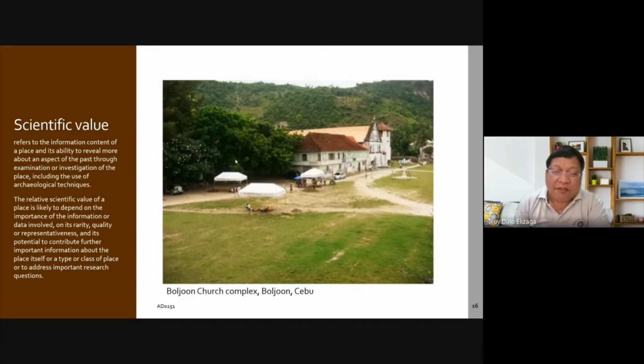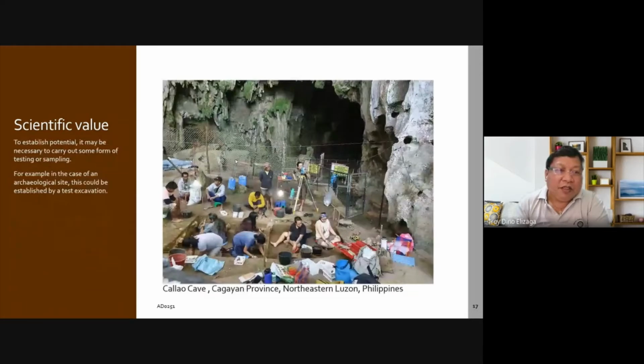a big discovery. To establish potential, it may be necessary to carry out some form of testing or sampling. For example, in the case of an archaeological site, this could be established by test excavation. Although the one I'm presenting here, which is in Callao Cave, is no longer a test. I think this is a full-blown archaeological excavation. There was actually a point in time when I wanted to become an archaeologist.